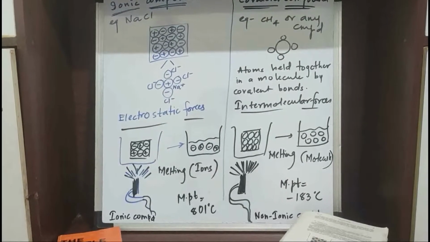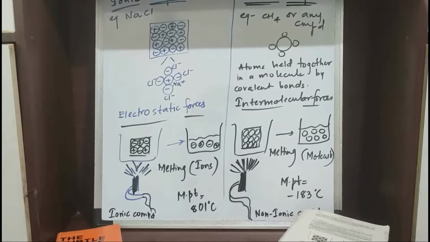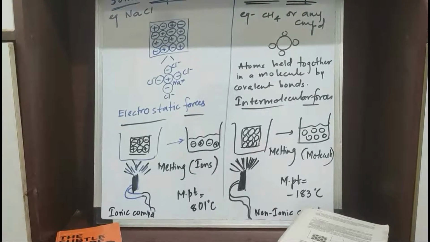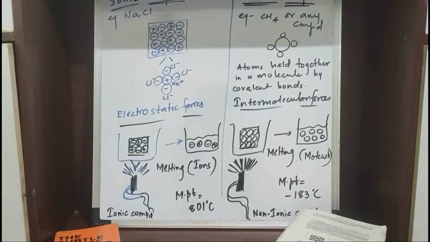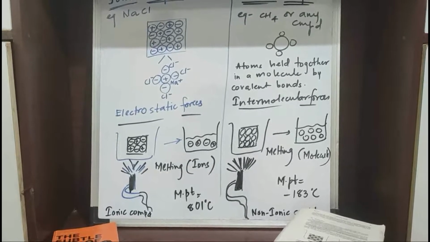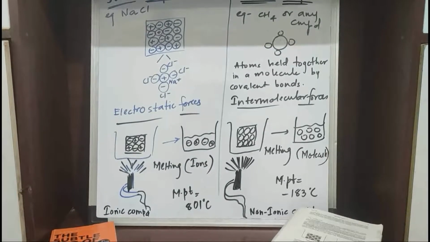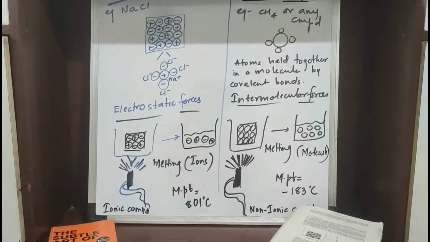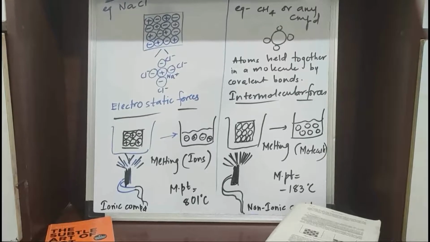Now we're done with ionic compounds. Let's move on to covalent compounds. For example, CH4, methane, ethane, propane, butane, all these are covalent compounds. Why so? Because they have a covalent bond that is formed by sharing of electrons, and you don't see charges in covalent compounds. So atoms are held together in a molecule with the help of sharing of electrons, and sharing of electrons is nothing but covalent bond formation.